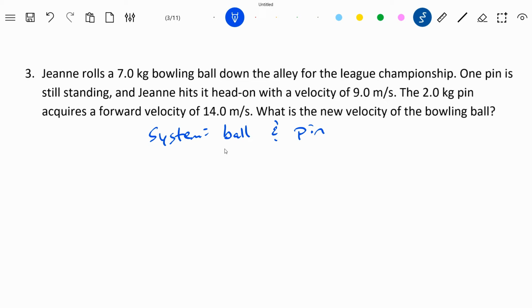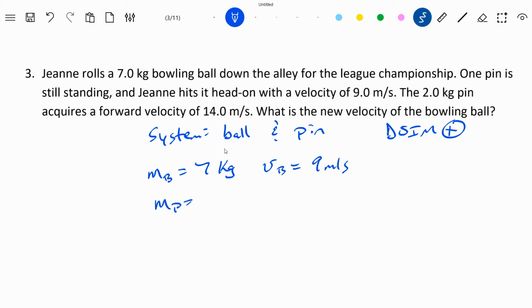So ball and pin. The mass of the ball is 7 kilograms, and I'll use the direction of initial motion as positive again, whichever way that ball is moving. The ball hits the pin head on at a velocity of 9 meters per second. The 2-kilogram pin, so the mass of the pin is 2 kilograms, acquires a forward velocity of 14 meters per second. What's the new velocity of the bowling ball?